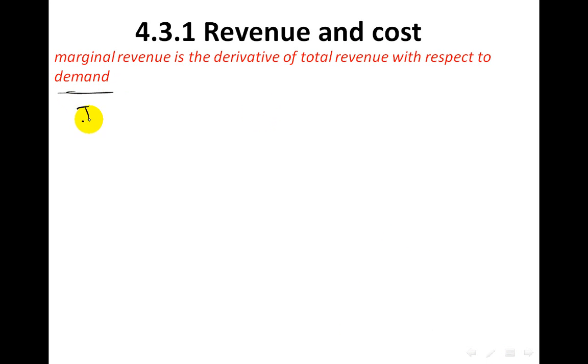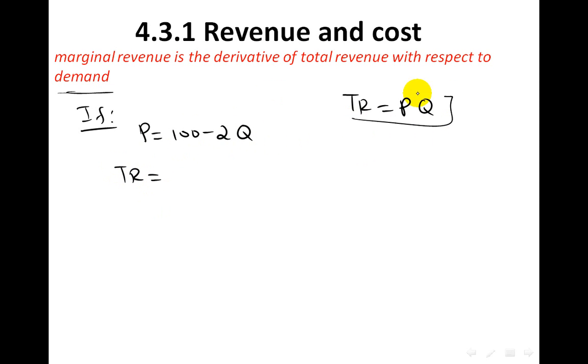Okay, you already know what's the formula for total revenue. It's P times Q. You know that. Alright. So if our price equals 100 minus 2Q, and then we want our total revenue in terms of Q, so it will be total revenue equals P times Q. That means this price function is going to be multiplied by Q, so it will be 100Q minus 2Q squared. So this will be our total revenue.